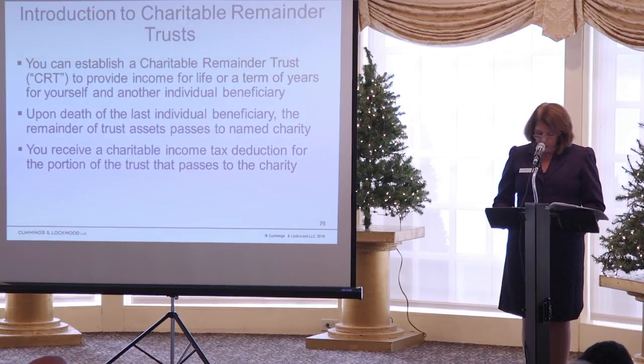Keep in mind that she will be making a gift to a beneficiary other than herself that must be reported as a gift at both the state and federal level. Upon the death of the last individual beneficiary, the remainder of trust assets pass to the named charity. The donor receives a charitable income tax deduction for the portion that passes to the charity. Again, this technique makes sense when the donor's estate is in excess of the federal and or state estate tax exemptions.